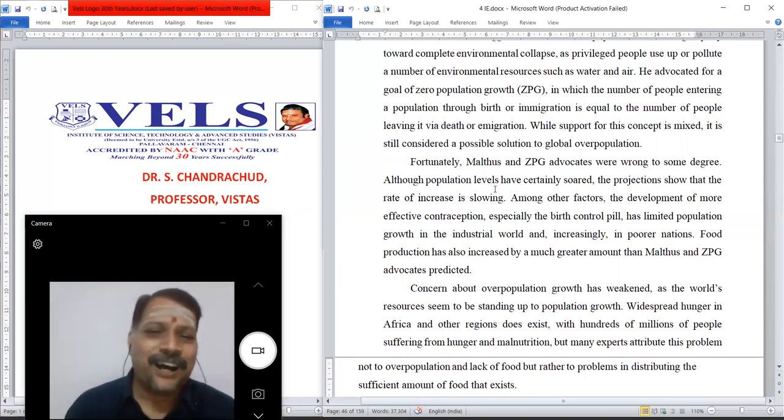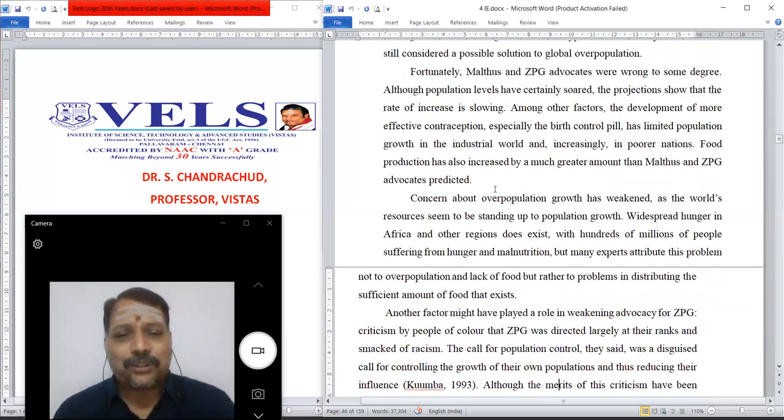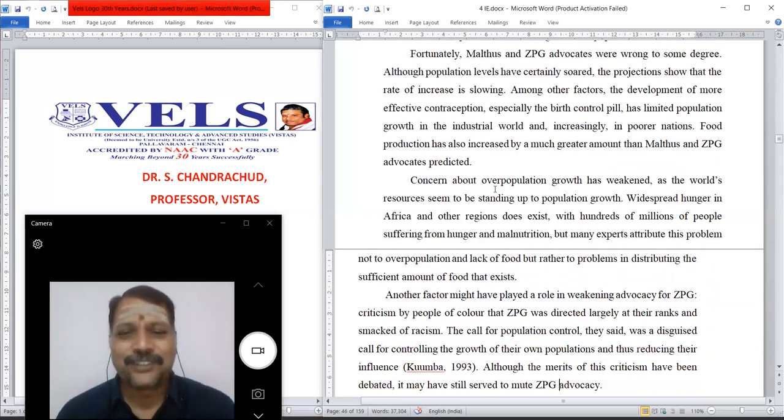the industrial world and increasingly in poorer nations. Food production has also increased by a much greater amount than Malthus and ZPG advocates predicted, because the food supply did not increase in arithmetic progression, it was an exponential increase. Concern about overpopulation has weakened as the world's resources seem to keep up with population growth.